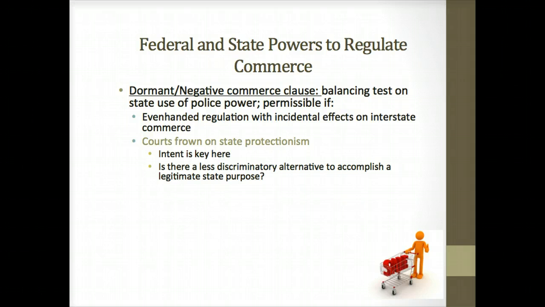So states that want to pass laws that are different than the federal government's in the area of commerce have to be very careful to clarify the intent of the law. What are they trying to do? If it looks like they're trying to protect intrastate businesses at the expense of interstate businesses, then the courts will strike down the legislation. The other thing the courts will look at is whether there is another way to accomplish the same thing. In the book and the slides, the question is whether there's a less discriminatory alternative to accomplish the state purpose.